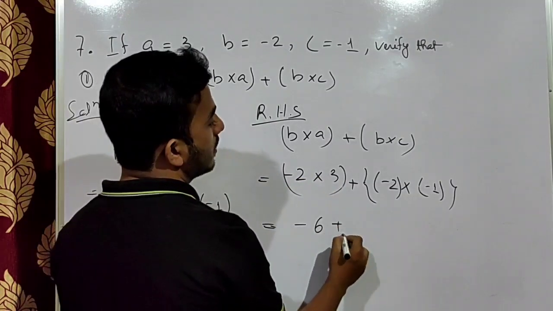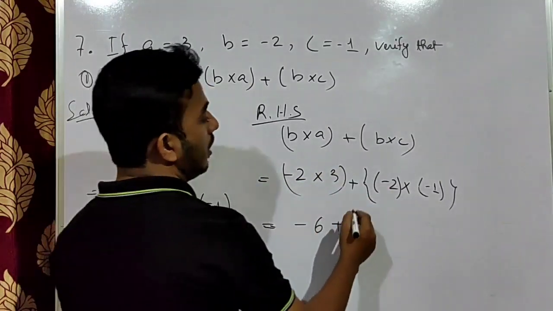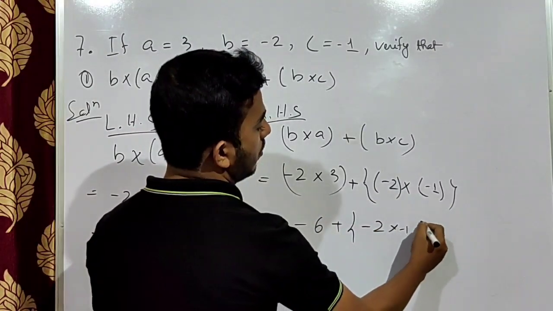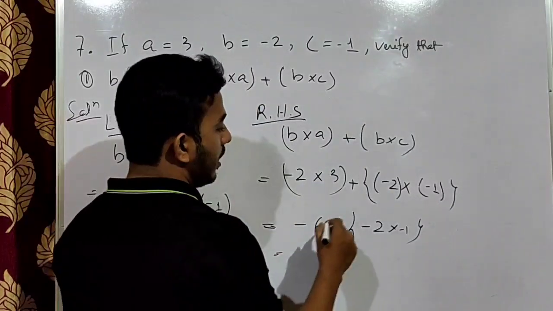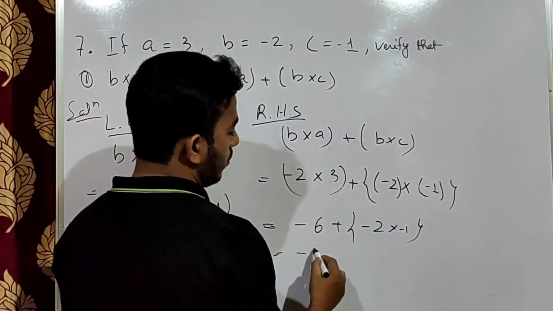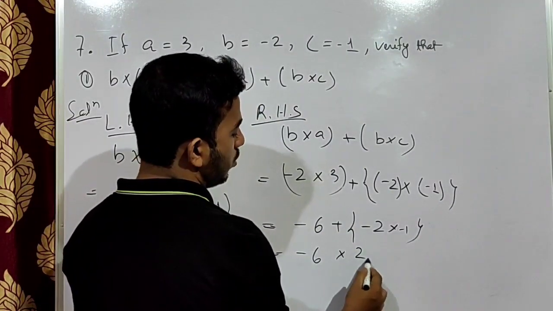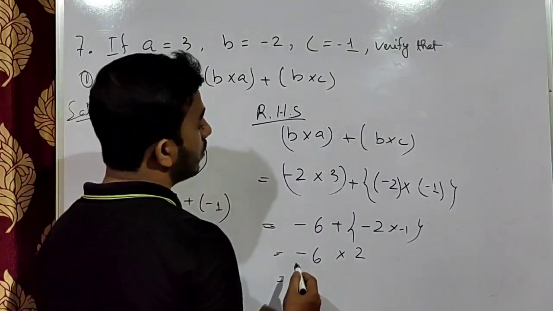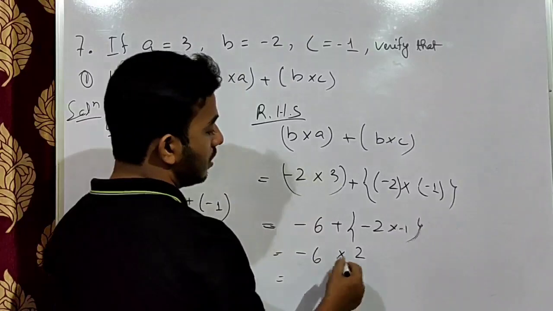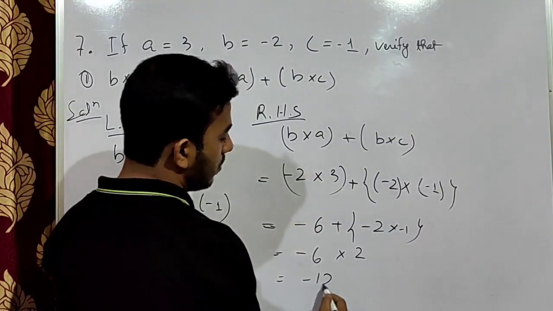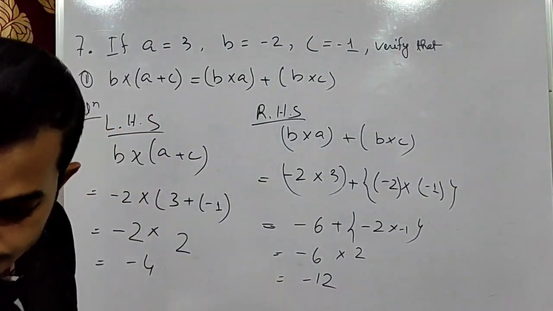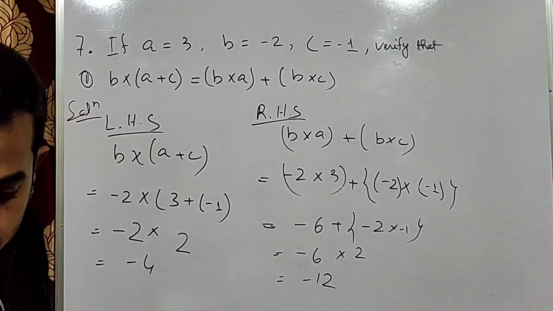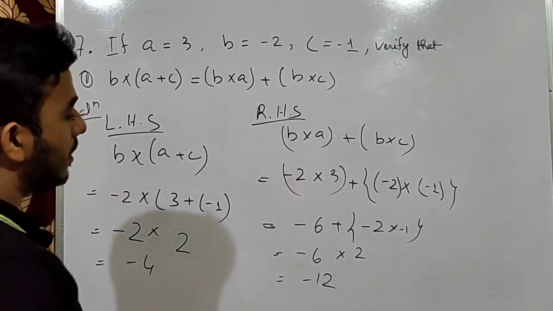Now minus 2 into 3 will do what? Minus 6, then plus, okay, then give bracket, then minus 2 into minus 1, what will be the result? Minus 2 into 1 is what? 2, so it will be minus 6 into 2. Minus 6 into 2 is how much? It is minus 12.